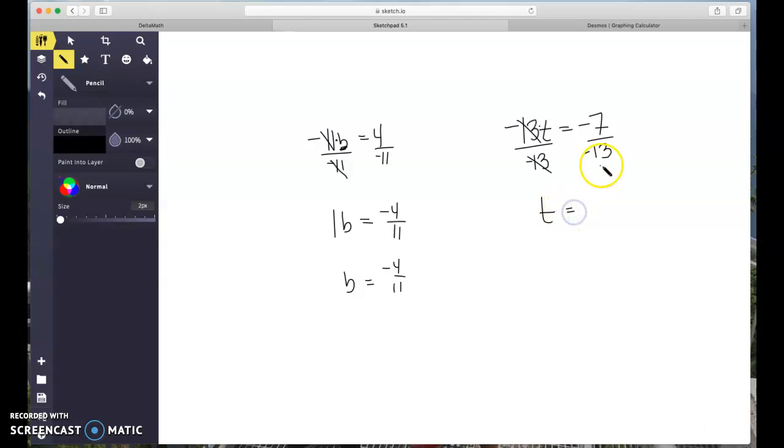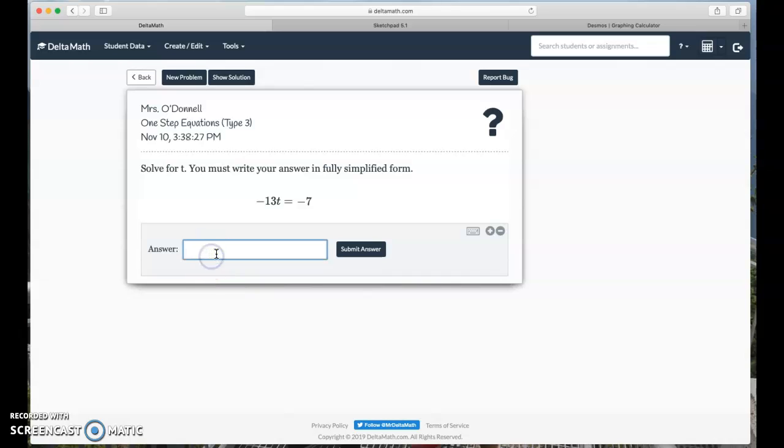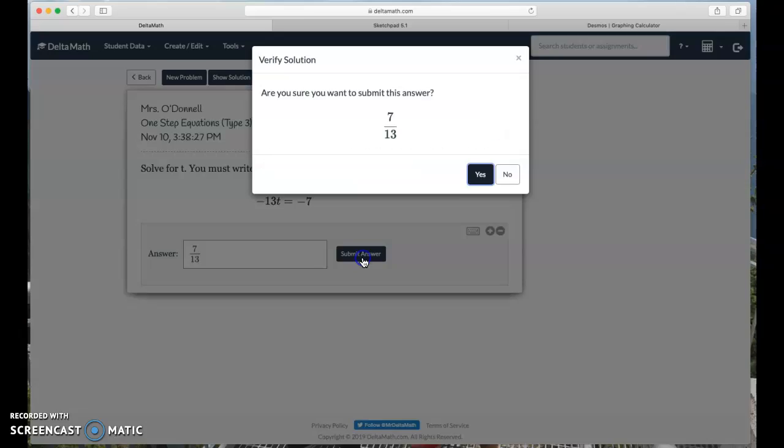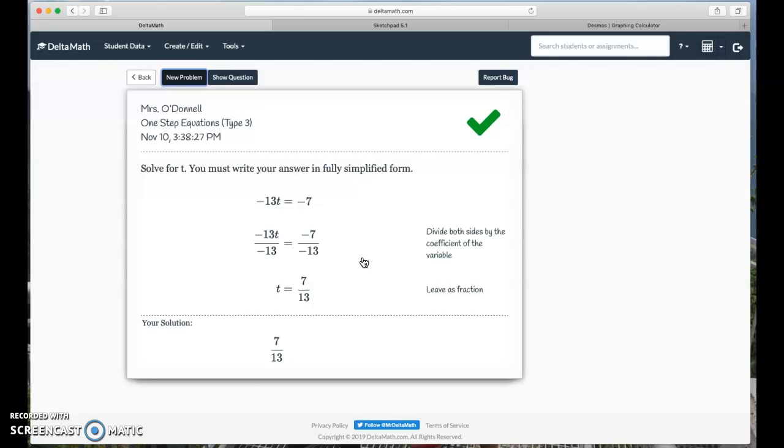And negative 7 divided by negative 13, well, I know two negatives make a positive. So I end up with t equals 7 divided by 13, or 7/13. And I can go ahead and type this in, 7 over 13. We'll submit, see what Delta Math says, and they like it. And that's solving one-step equations type 3.